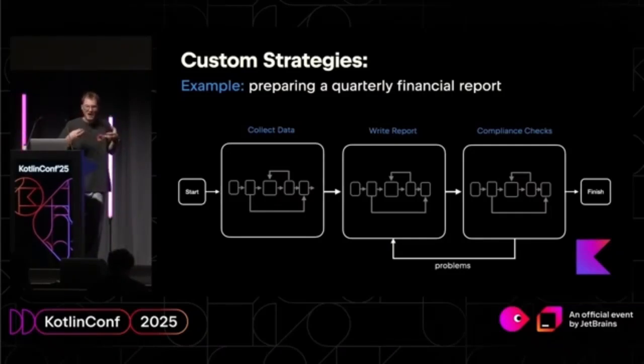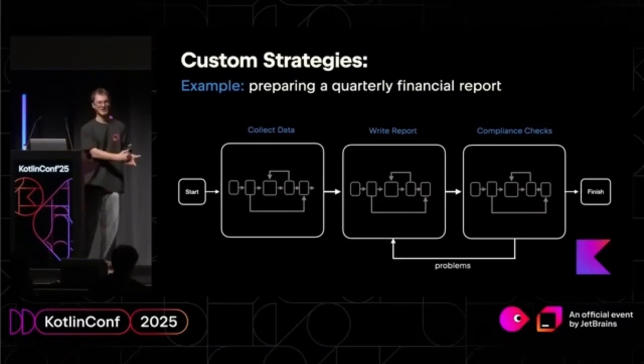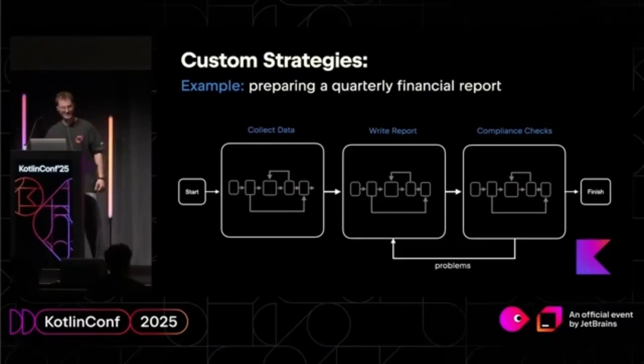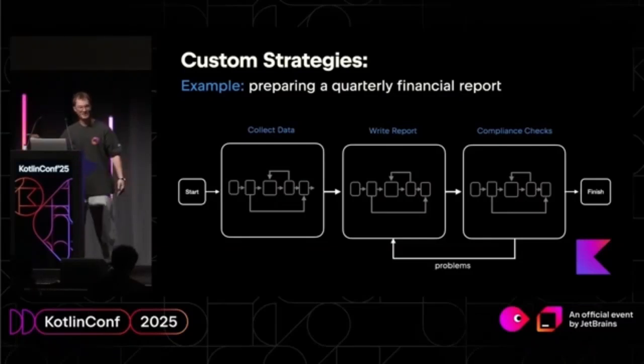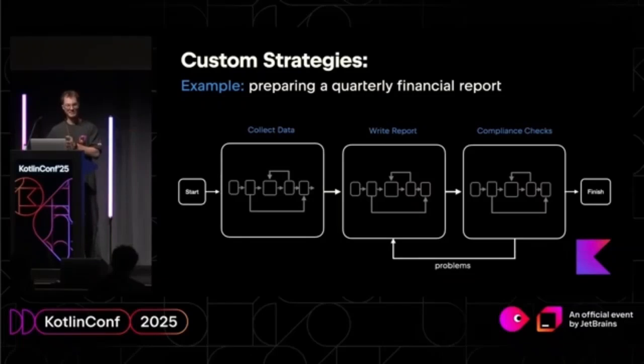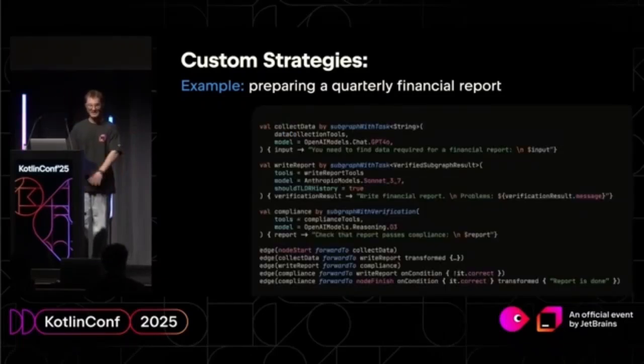And then somehow, inside this strategy, you need to force the LLM to follow specific steps. You need to make sure that it actually passes all the compliance. And if there are some problems, you go back to writing the report and start from scratch, or you add something to it, right? So that's the strategy. And with Koog, you can implement it. That's the whole code.